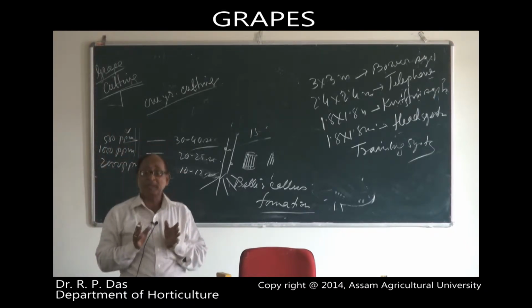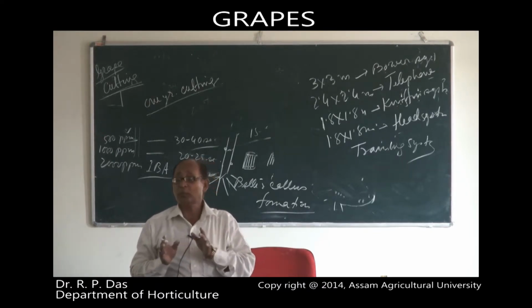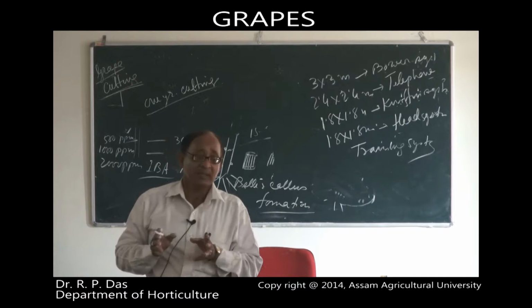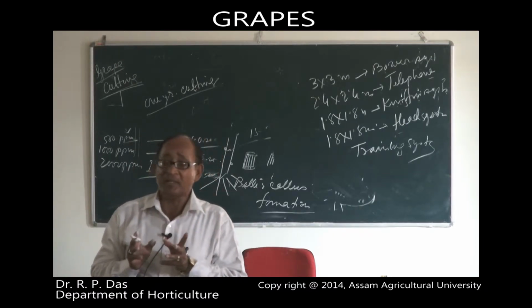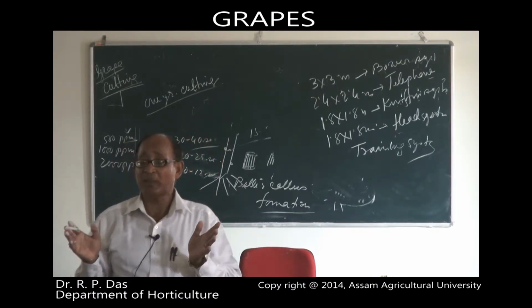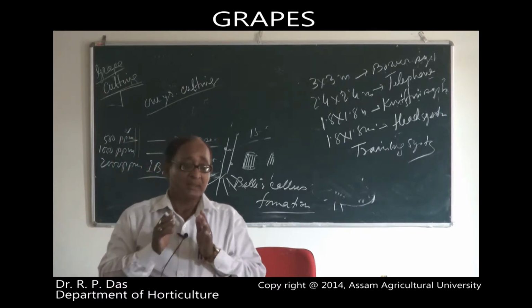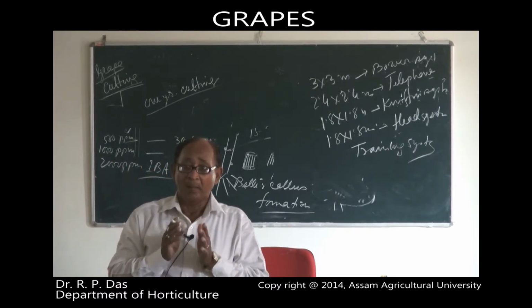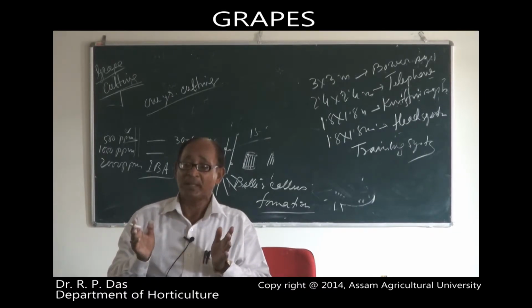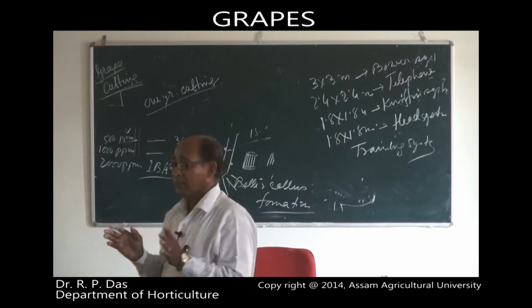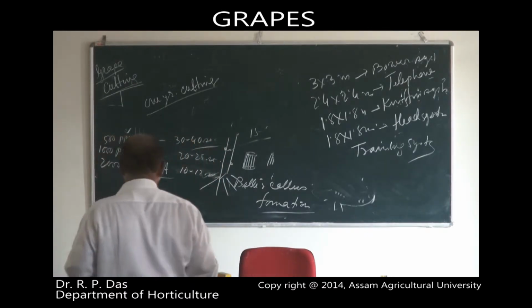After planting, within 2 to 3 years, the plant is trained to a particular system, depending upon the variety.